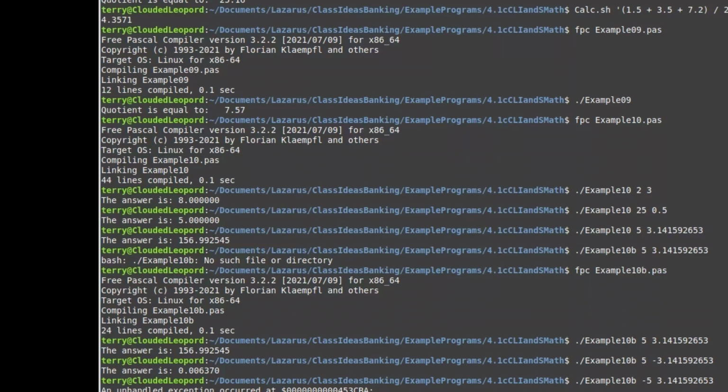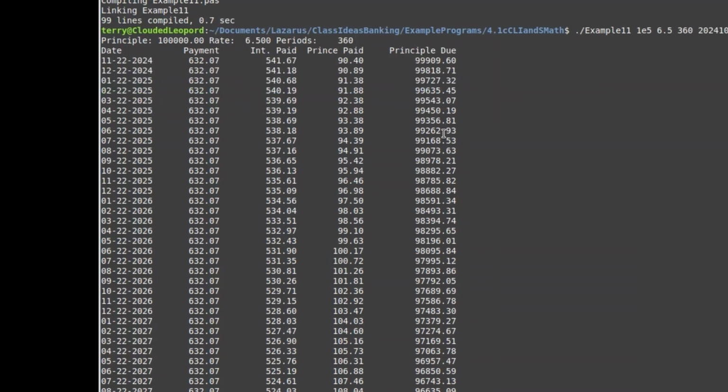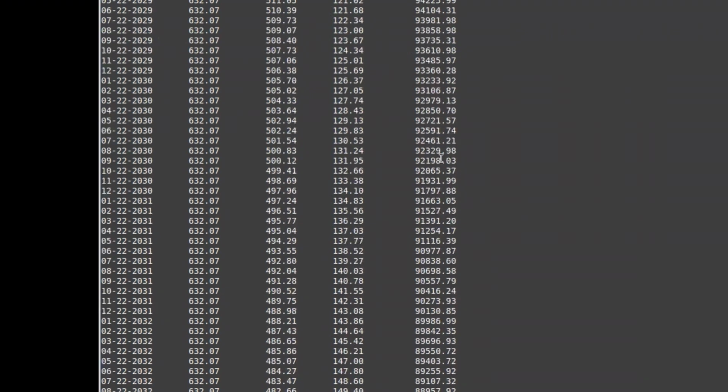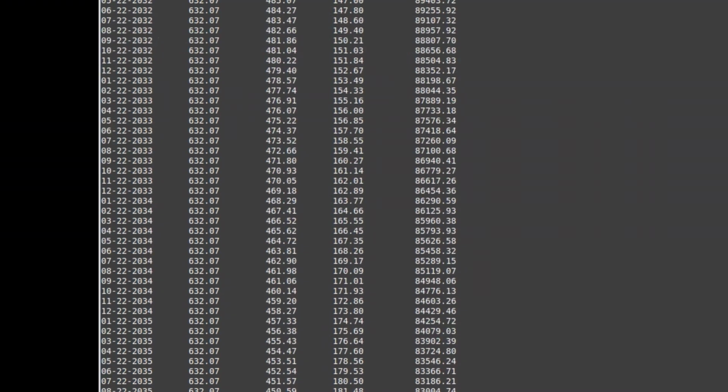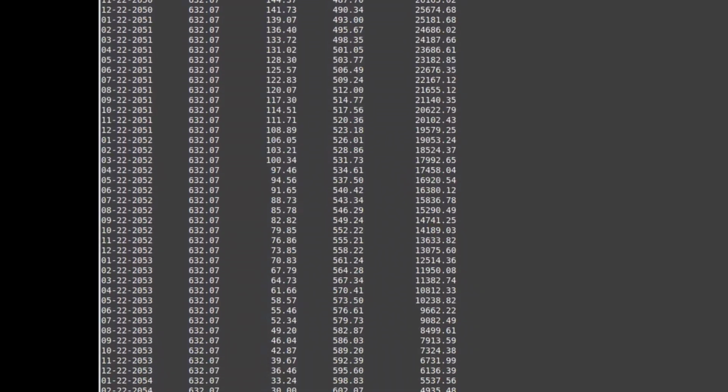And we need to put the year in. The principal due, that would be your value if you wanted to pay it off early. And over 30 years, it would pay down to zero.